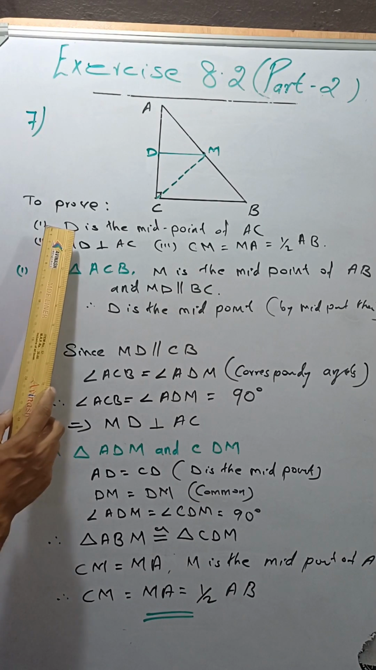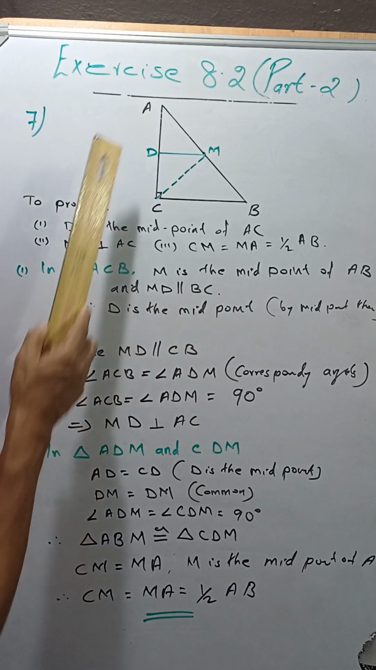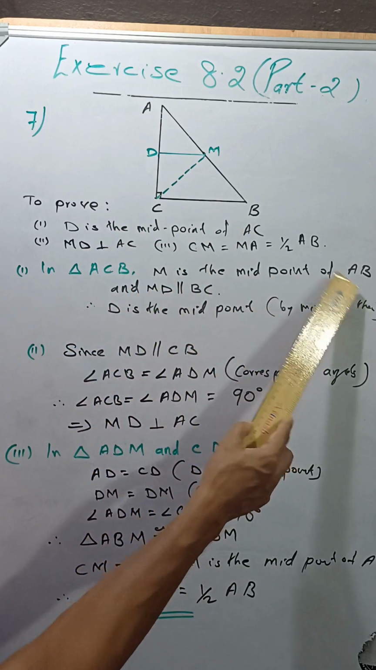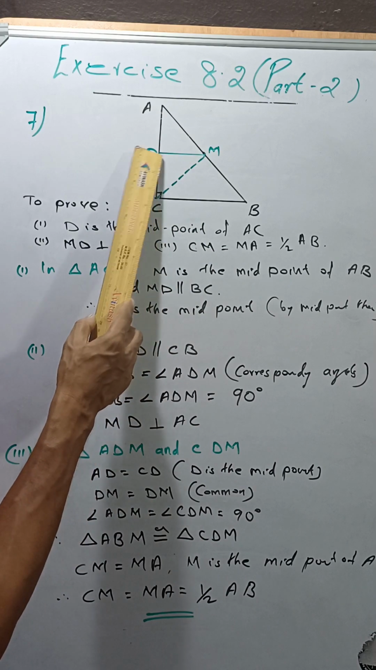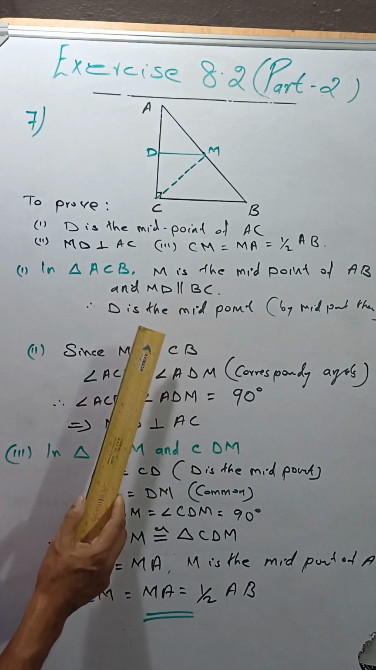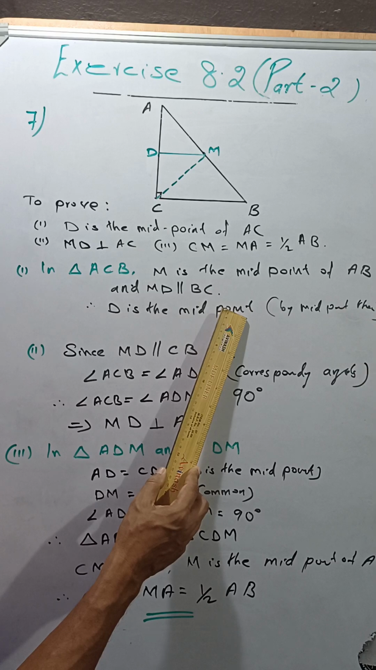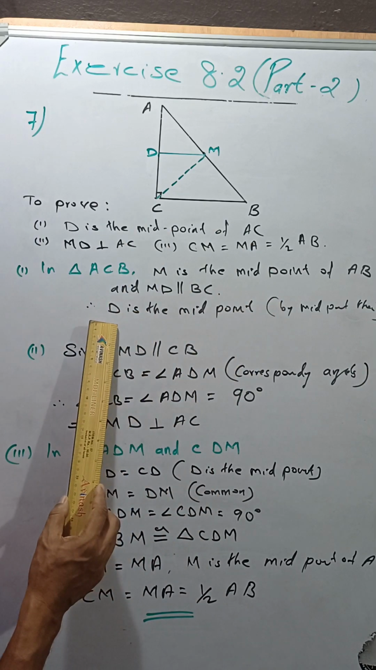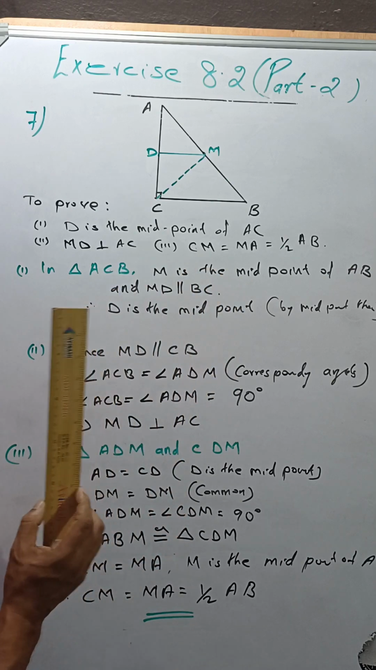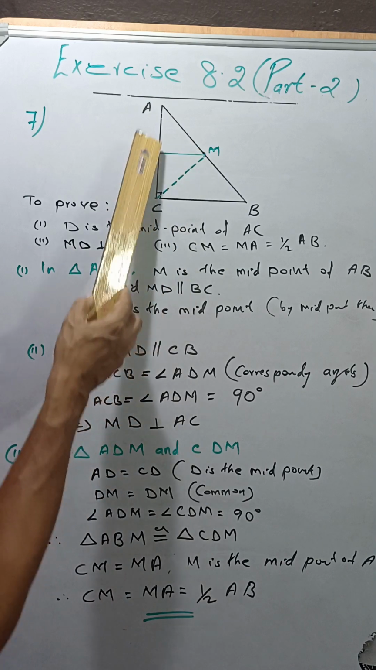Let's prove the first one. D is the midpoint of AC. In triangle ACB, it is given that M is the midpoint of AB and MD is parallel to the third side BC. Therefore, by using the midpoint theorem, we will get that D is the midpoint. By using the midpoint theorem, we will get this answer easily.